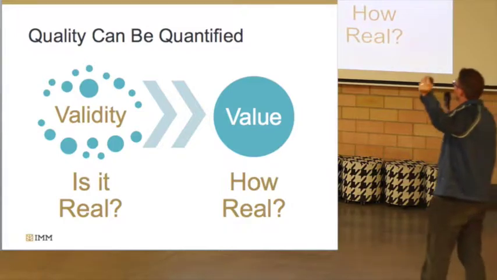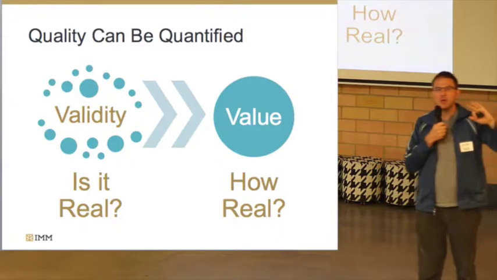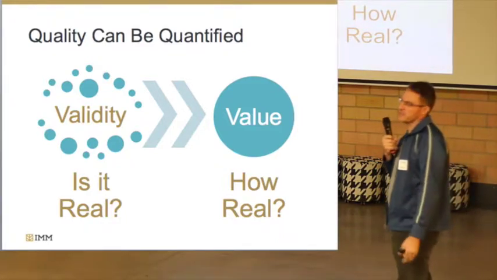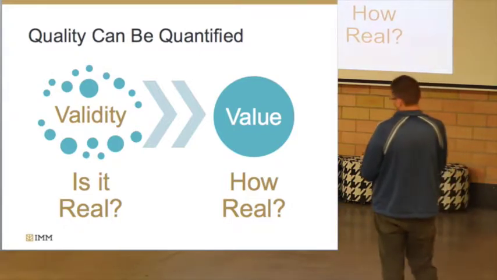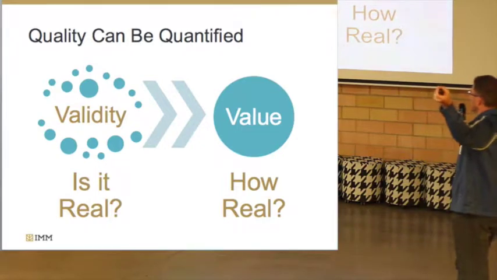Quality can be quantified. The way I look at inventory quality, it has two dimensions. Is it a real impression? Yes or no? If it is real, how real is it? Then you have the subjective value and score to look at. That's how I evaluate this. So the first cut is, is it a real impression?